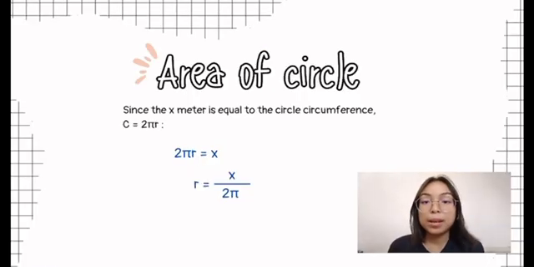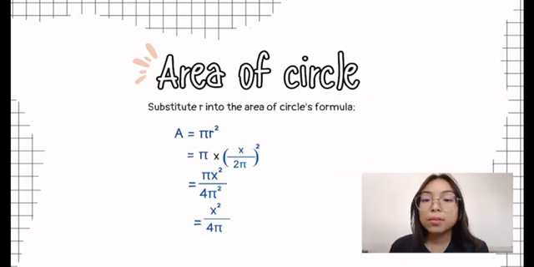First step, let's find the area for the circle wire. Since x meters is equal to the circle circumference, which is C equals 2 pi r, rearrange the formula in terms of x and pi. So, r is equal to x over 2 pi. Then, in the formula for the area of the circle, which is pi r squared, substitute r into the formula. The area of the circle wire is now x squared over 4 pi.